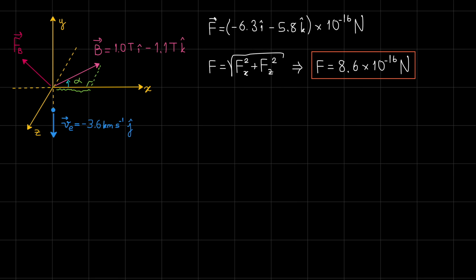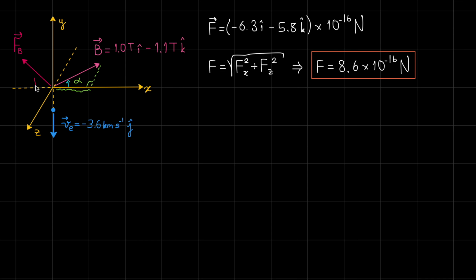For the magnitude, again, we apply the Pythagorean theorem. Square the x component, square the z component, add them together and take the square root. We get 8.6 times 10 to negative 16 newtons. Now for the direction angle, I have my force vector shown on the sketch here. Again, it's on the xz plane, pointing in the negative x and negative z direction.